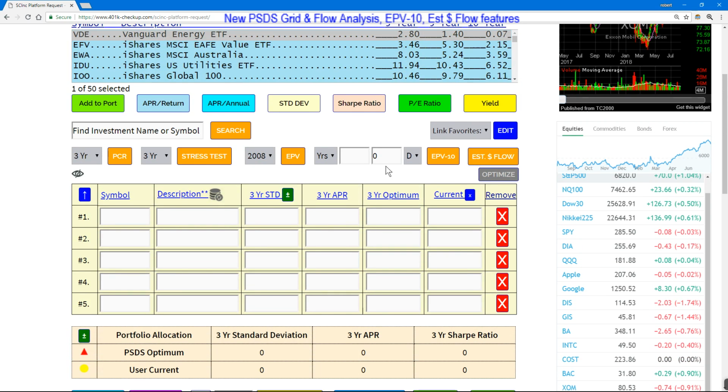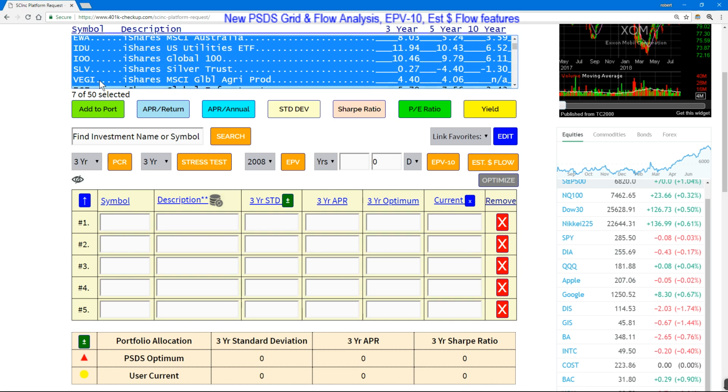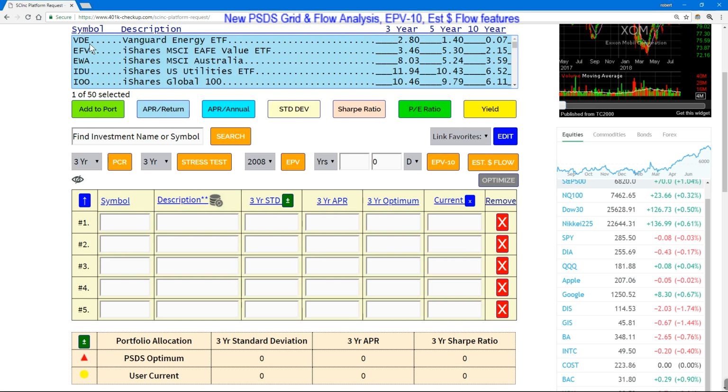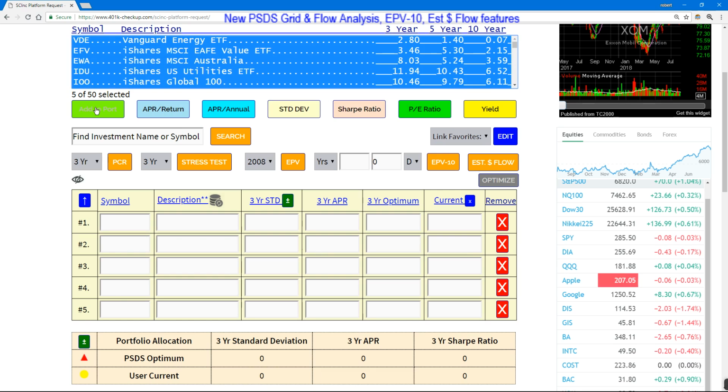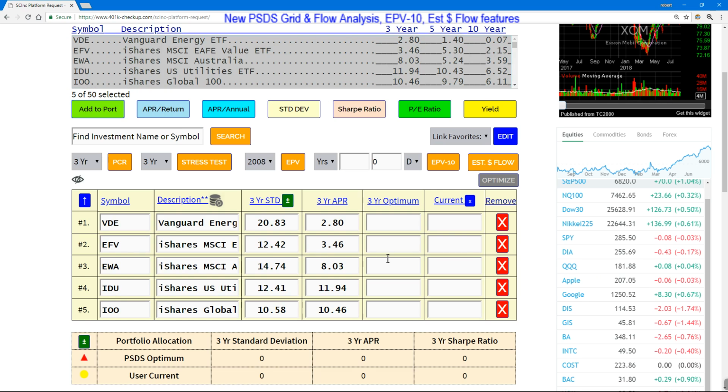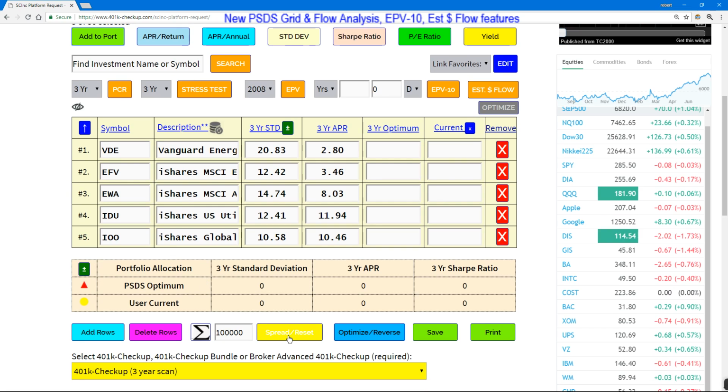So real quickly, you'll see up here we've got a new stress test and we've got this flow analysis. Let me just run through an example and give you a quick look. So we'll grab 5 things up above from the grid. Let me see, make this simple, 5 things. 1, 2, 3, 4, 5. I'll add them to the portfolio below. And now I'm just going to spread them evenly.